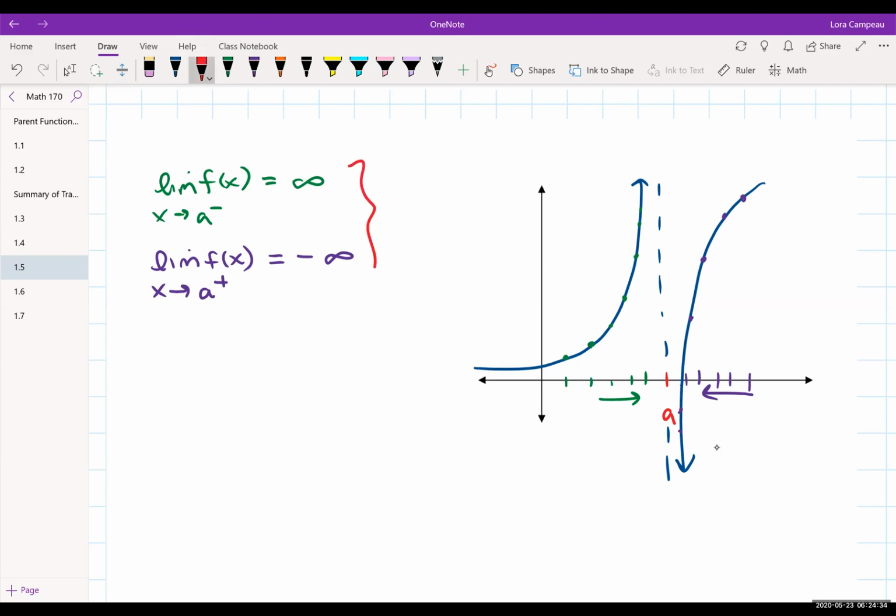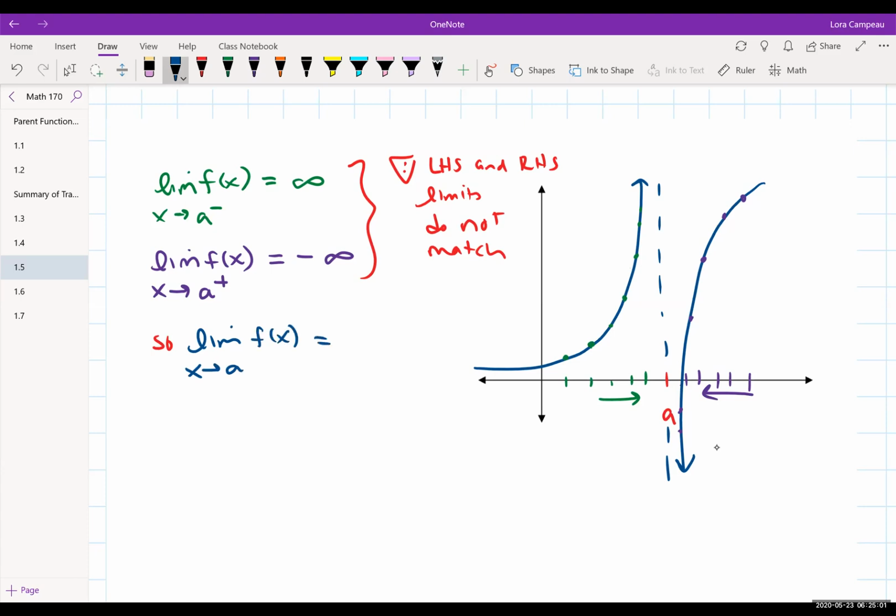So here's where we have the issue. The limits don't match. So left-hand and right-hand side limits do not match. So we would have to say the limit as x approaches a of f of x, this for sure does not exist because the behavior is different on both sides.